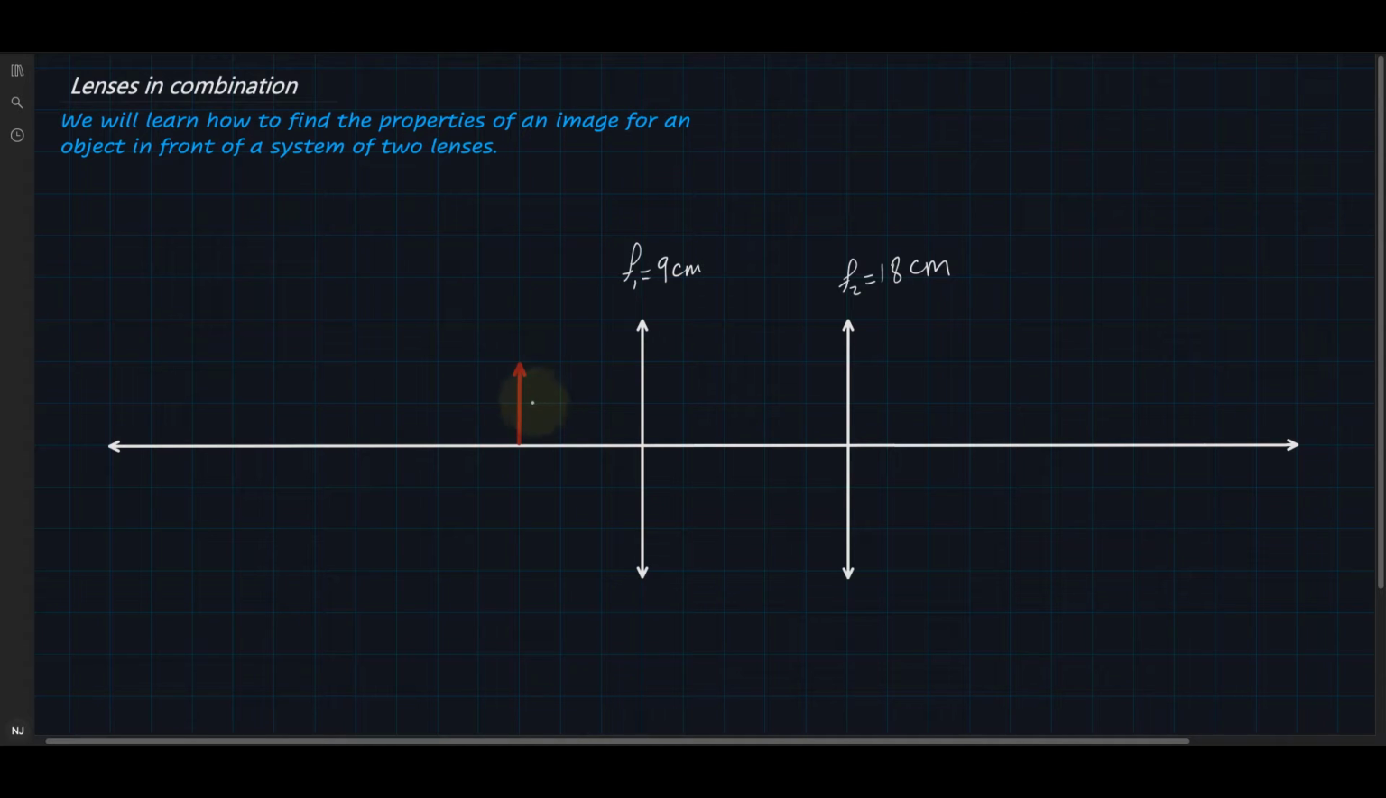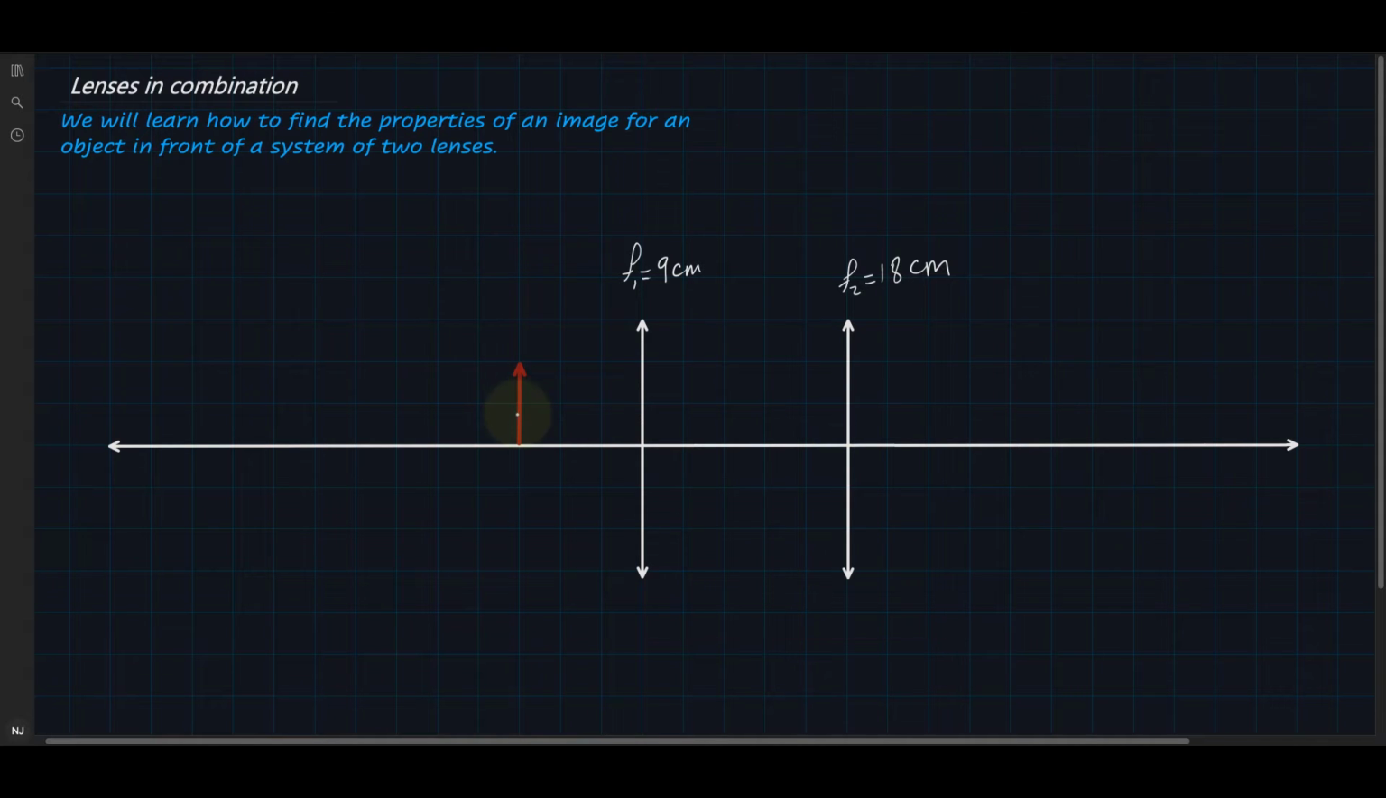So if there is an object in front of a system of lenses, in this case two lenses, how would this object look? Basically, we're trying to find the properties of the image. The best way to approach this problem is to work with one lens independently of the other, and then put the other one in the picture. Once you find the image for the object in front of the first lens, the image of the first lens becomes the object for the second lens. Let's go on and see this good example that will demonstrate everything for us.